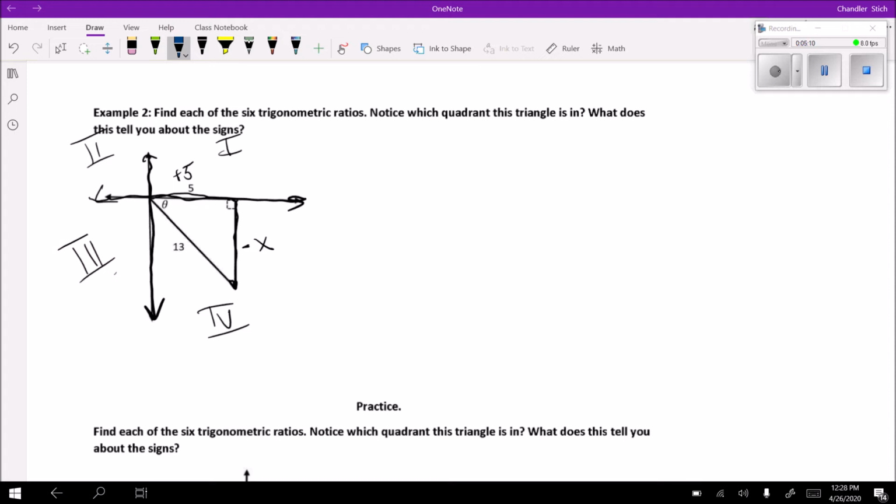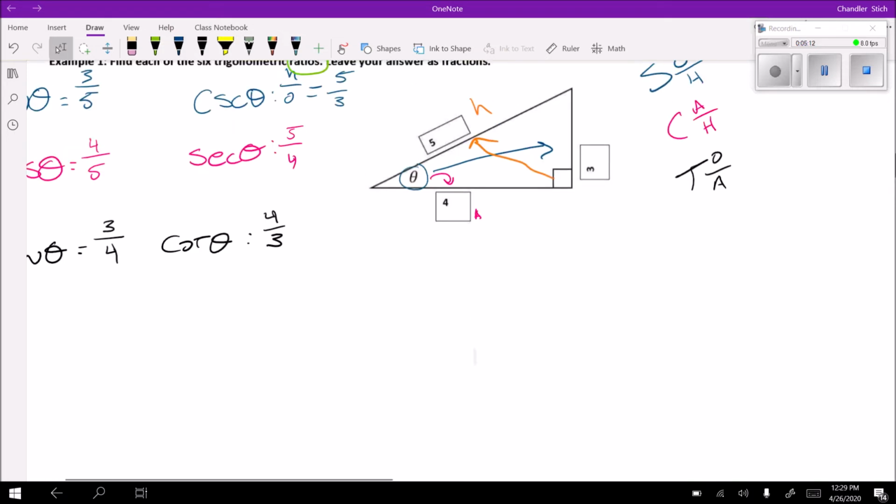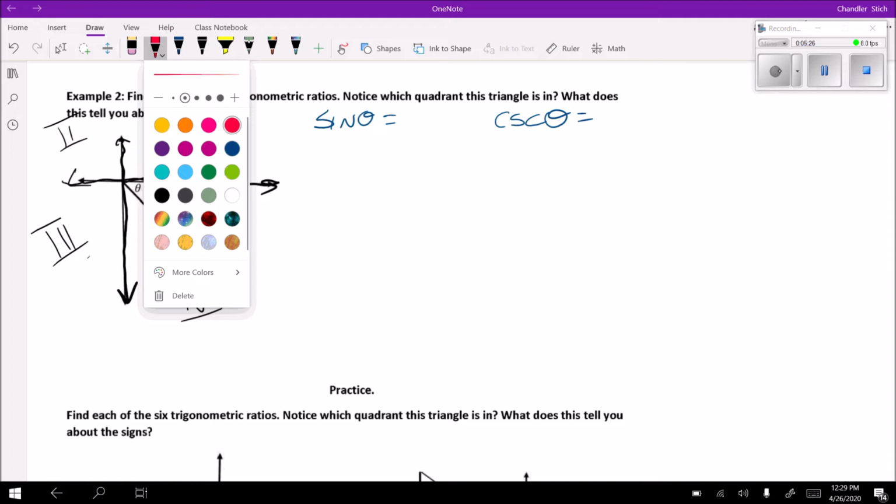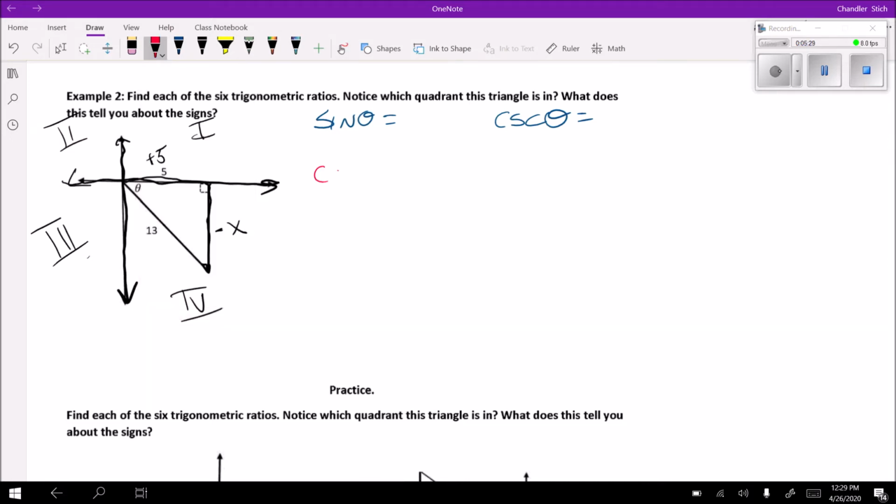Sine, cosine, tangent. Let's see what colors I used up here. Blue, red, black. Okay. Blue. Sine of theta equals, we also have cosecant of theta equals, and then red, we have cosine of theta equals, we have secant theta equals, and then black, we have tangent theta, we have cotangent theta. Okay.